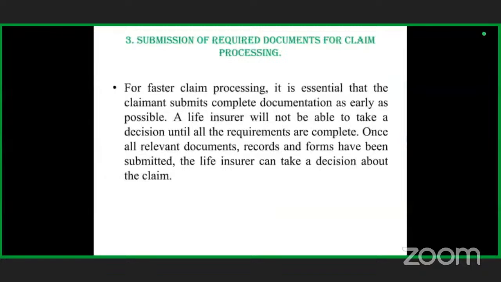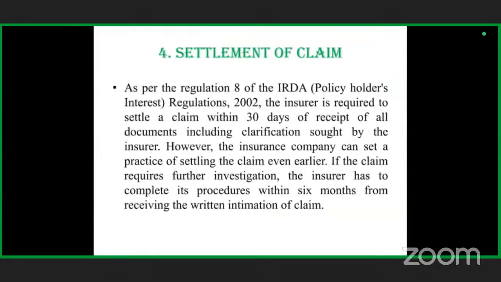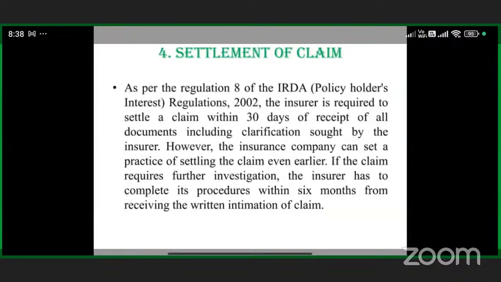Then, submission of required documents for the claim processing. For faster claim processing, it is essential that the claimant submits complete documentation as early as possible. A life insurer will not be able to take a decision until all the documents are complete. Once all relevant documents, records, and forms have been submitted, the life insurer can take a decision about the claim. Okay, then settlement of the claim.